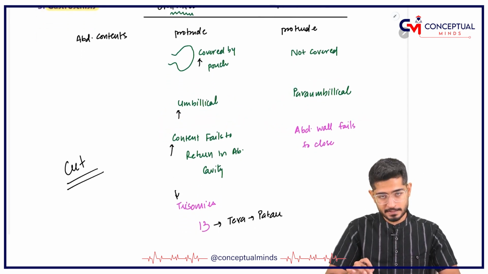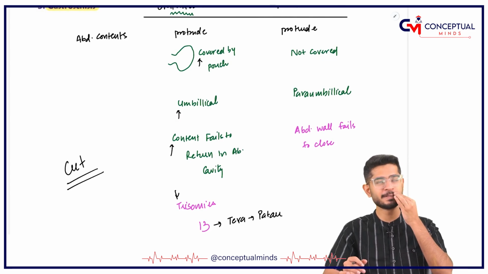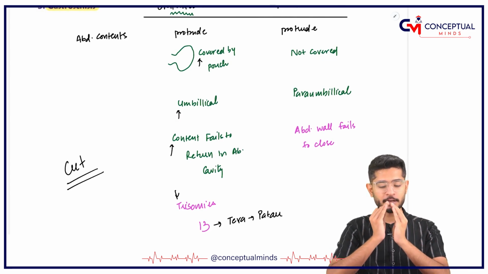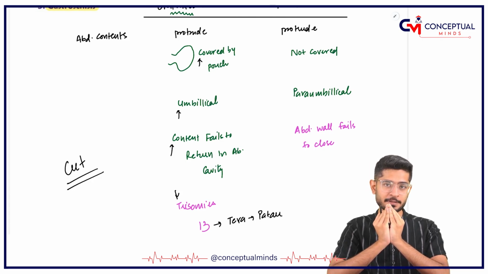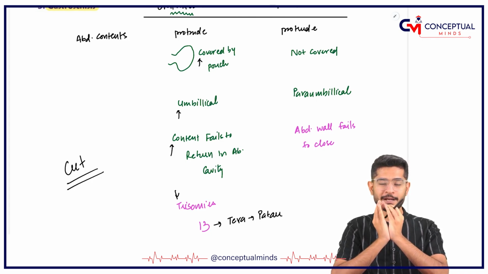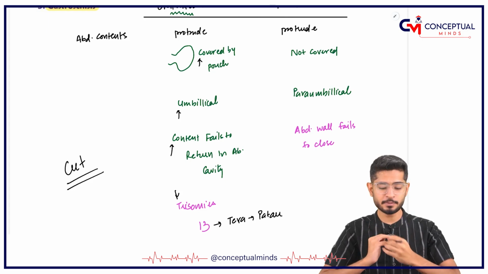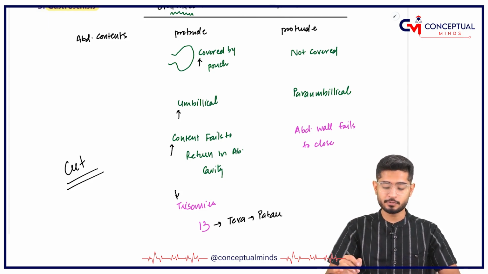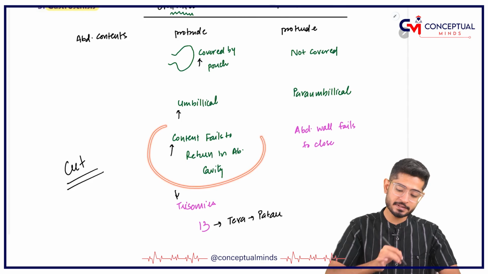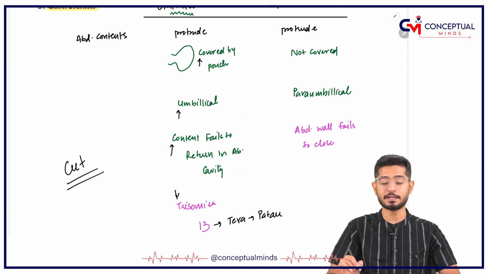Why is omphalocele occurring? See, in early fetal life, the space available in the abdominal cavity is very less, and as the content starts to grow, content comes out. But as the fetus enlarges, the abdominal cavity enlarges, and the content regresses back. Simple. So what happens in omphalocele? The content fails to return into the abdominal cavity. That's why it is protruding.